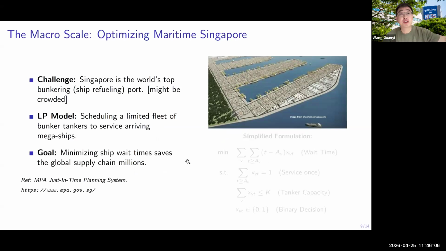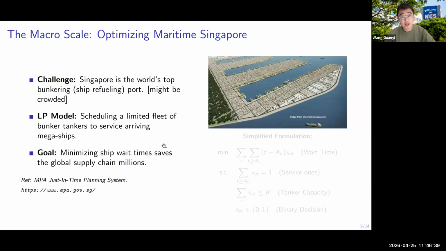Now we could consider something on a slightly greater scale. We know that Singapore has a lot of maritime industry, and they have a good supply chain and logistics industry. So if you are at the port, you might see a lot of ships that need refueling every day.